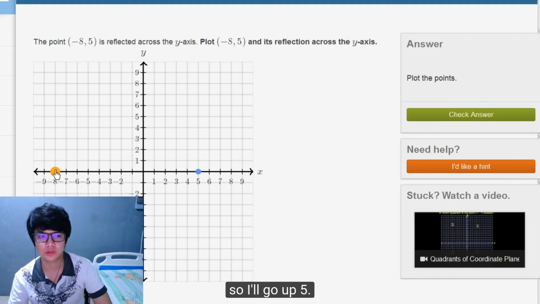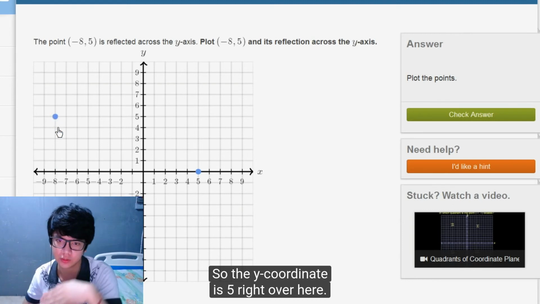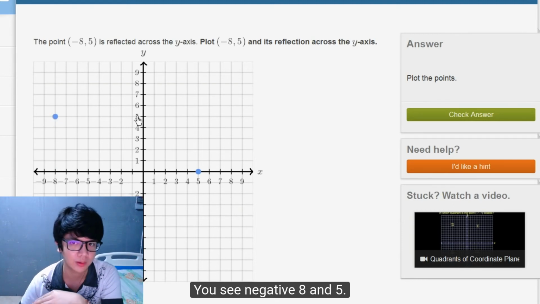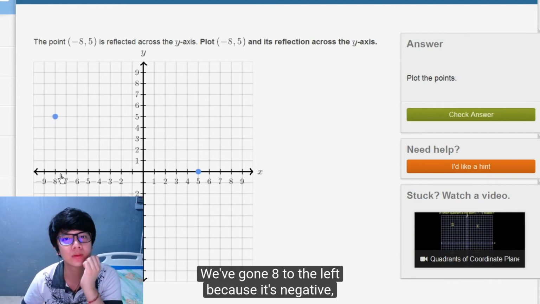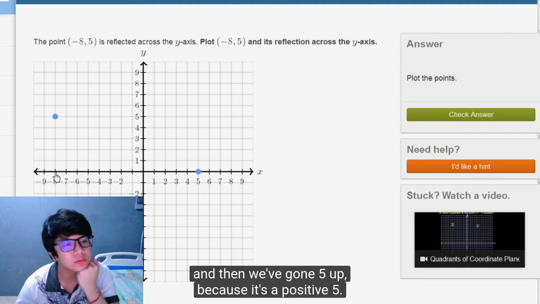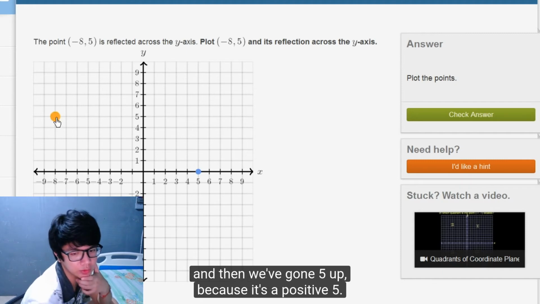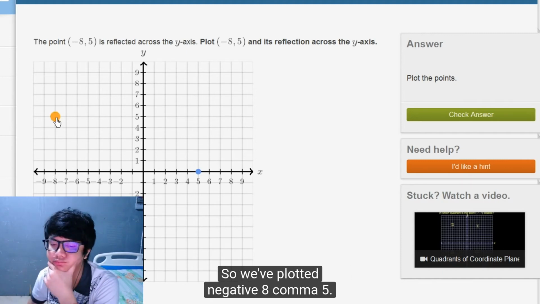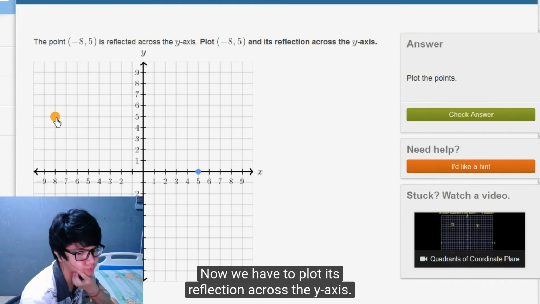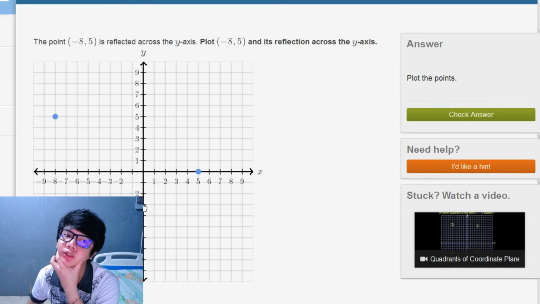So I'll go up 5. So the y-coordinate is 5 right over here. You see -8 and 5. We've gone 8 to the left because it's negative. And then we've gone 5 up because it's a positive 5. So we've plotted -8, 5. Now we have to plot its reflection across the y-axis.